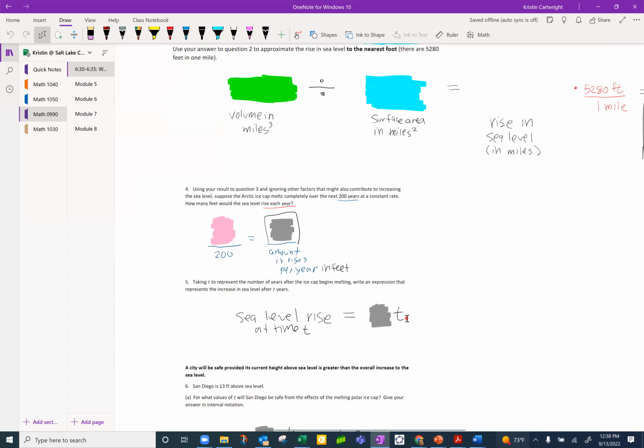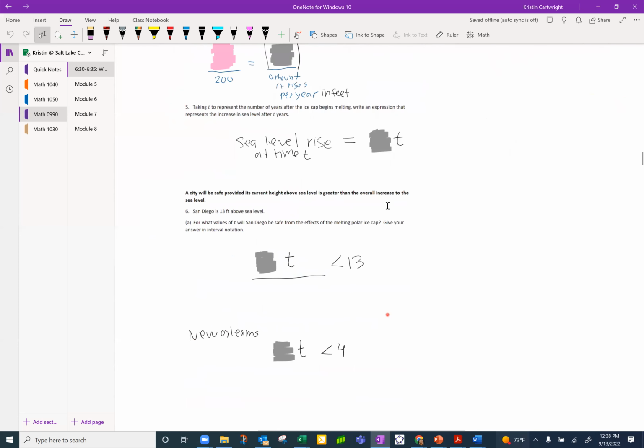Just write an equation that shows how sea level is rising based on time period. So let's say it was rising 1 foot a year, we would have 1t. And then we could figure out how long it would take to rise 13 feet, right? If it was 1 foot a year, it would only take 13 years. That would be an easy number to work with. You're going to get a different number than 1 there, but that's going to be right there.